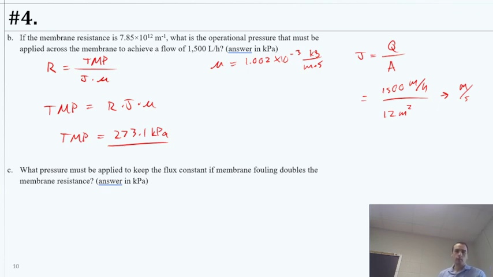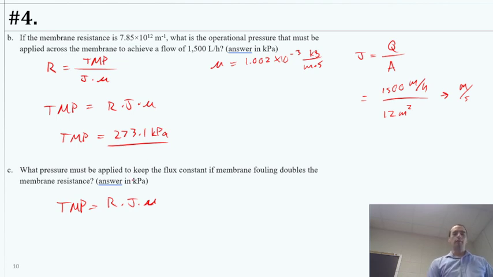All right, then part C says what pressure must be applied to keep the flux constant if the fouling doubles the membrane resistance. Okay, so we need the same flux, so that didn't change in the problem. Essentially, the only thing that changed was R. So when we solve for TMP as R times our flux times mu, well, mu is not going to change. That's a feature of the water and the temperature, so that's going to remain constant.